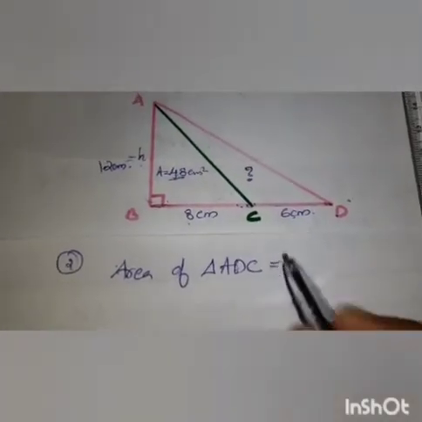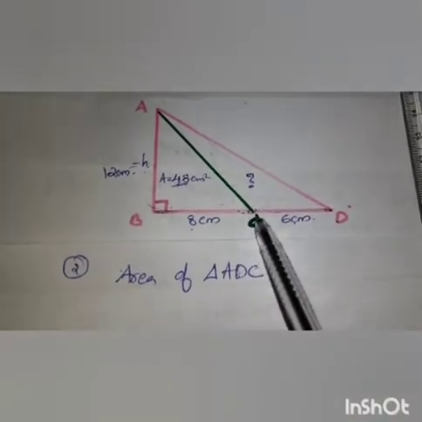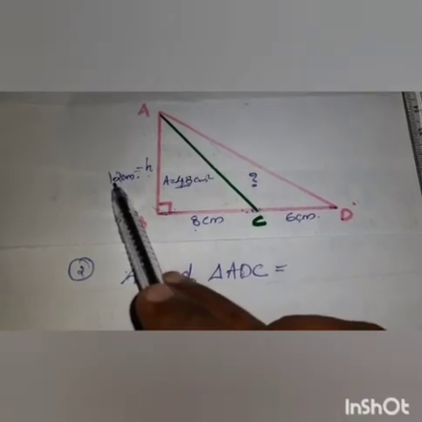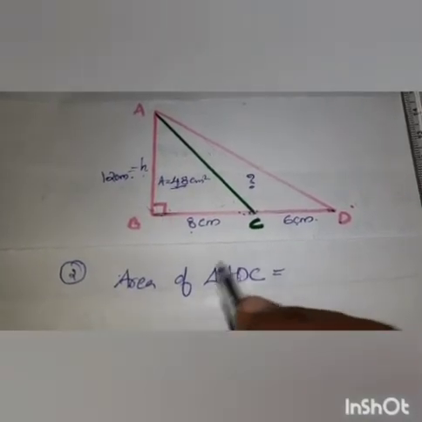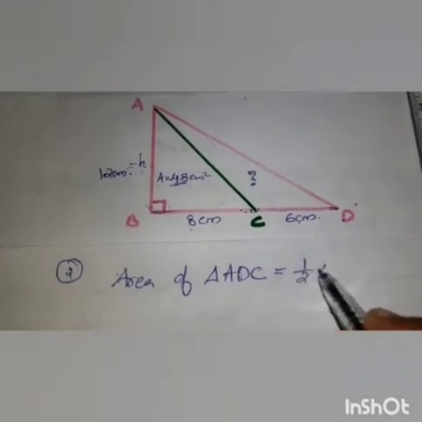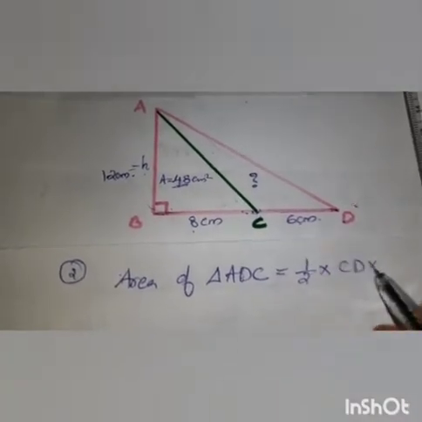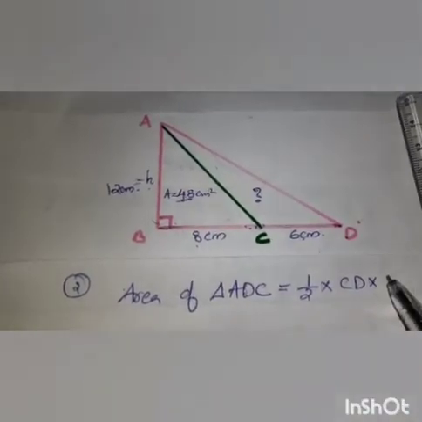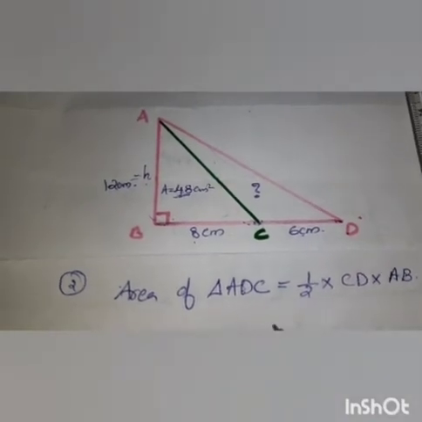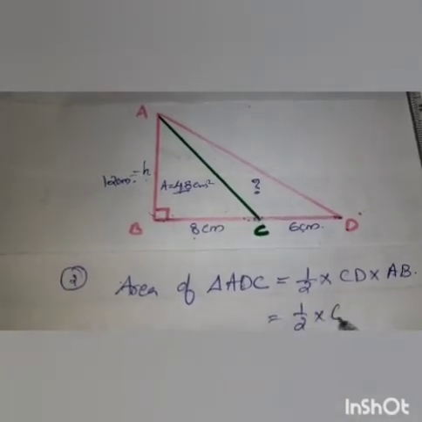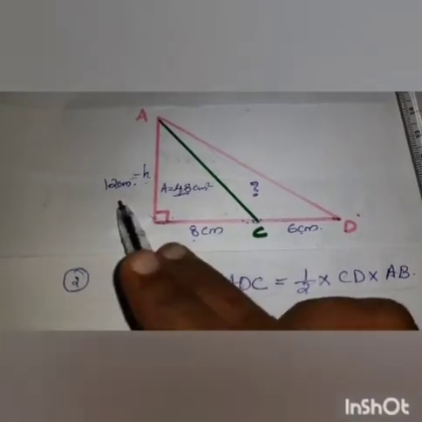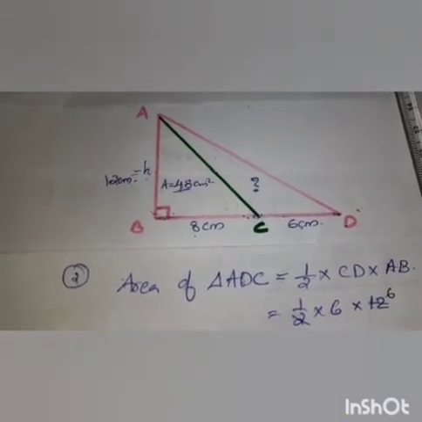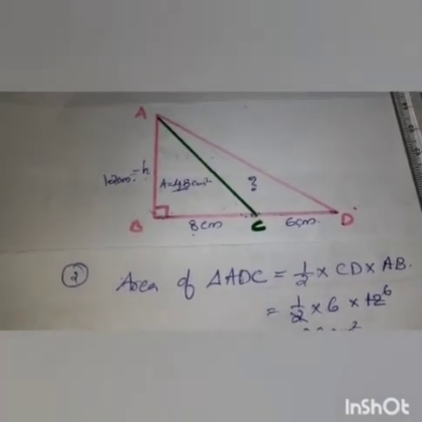Next is the second part. Triangle ADC we have to find out. The base length is given, 6, and the height is given, 12 centimeter. So triangle ADC is equal to half into base length CD into the height, that is same as H, that is AB itself. So half into CD is 6 centimeter into AB is 12. So 6 2s are 12. 6 into 6, 36 centimeter square.